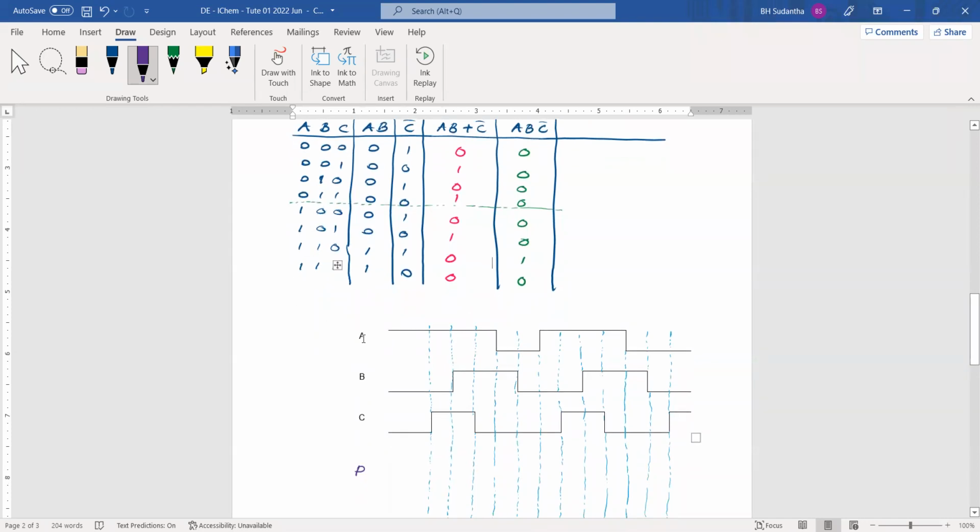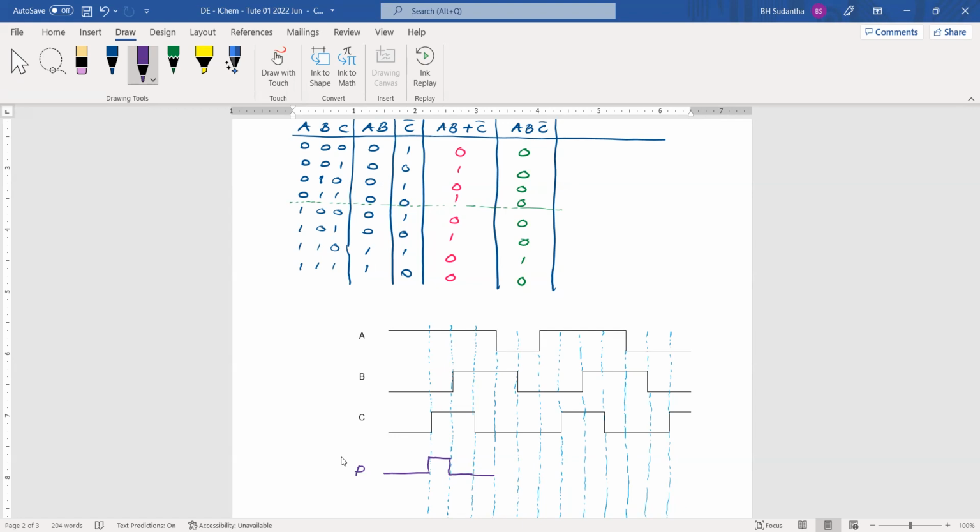Then during 1, 0, 0, here P is 0. The next one, 1, 0, 1, then at that time P is 1. 1, 0, 1, P is 1. The next one, 1, 1, 1, it's 0. Next one, 1, 1, 0, it's 0.